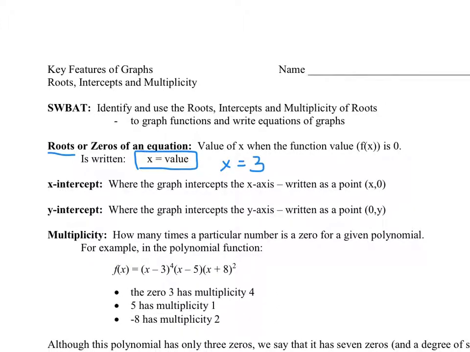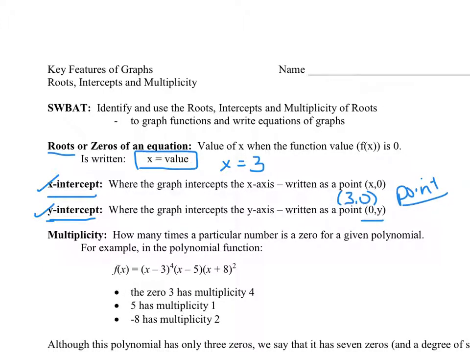Now, if we're asking for x-intercepts or y-intercepts, you must write them as a point. So even though x equals 3 is the same thing as the x-intercept of (3, 0), it depends on what's being asked. So it's a little nitpicky thing that you have to keep track of. Everything that we've been doing up till now has always been x equals 3. But the moment I ask for an intercept, you have to write them as a point.